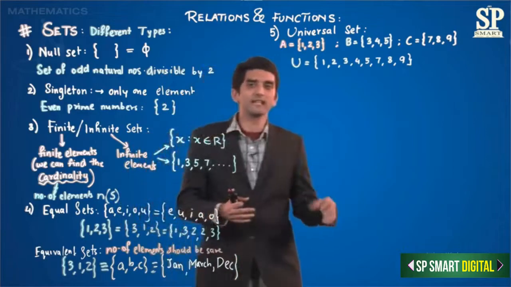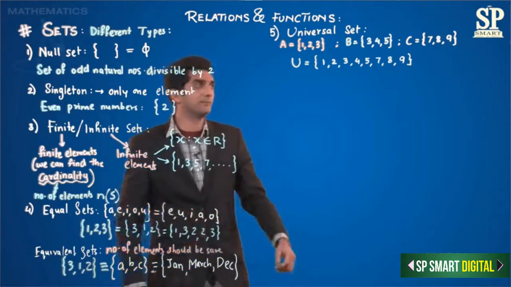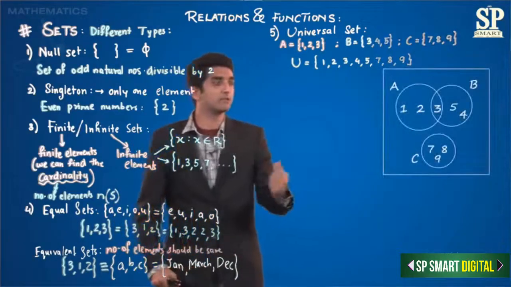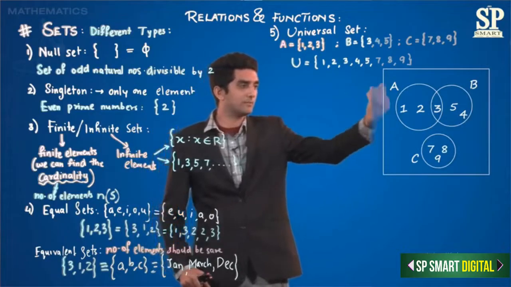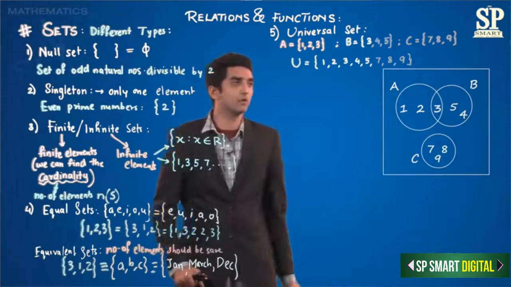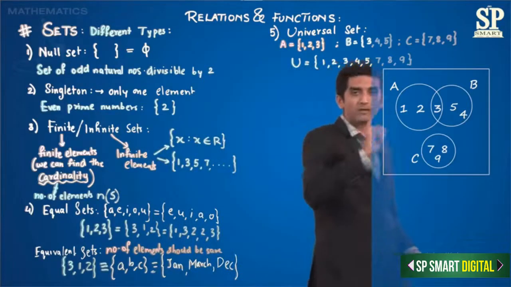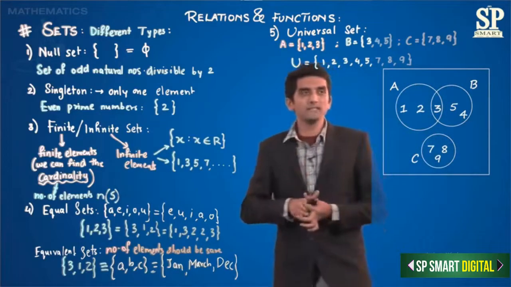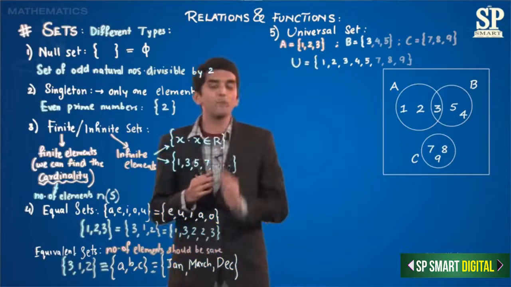So inside the rectangle we have different small circles. For this particular situation, this is how we would represent the universal set. We have a set A, a set B and a set C over here. A will have 1, 2 and 3, B will have 3, 4 and 5, and C will have 7, 8 and 9.